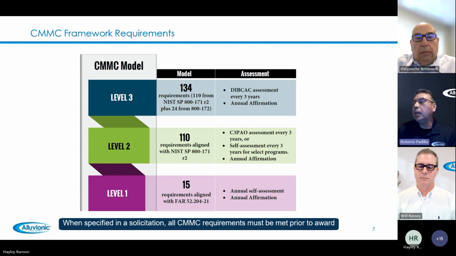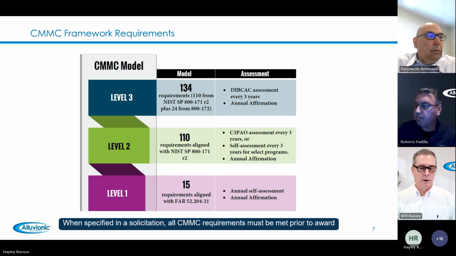And the final slide is just depicting the CMMC levels. Today we're going to focus primarily on CMMC Level 2, which is the 110 security requirements aligned with NIST 800-171 Revision 2. As I mentioned, the majority of our CMMC Level 2 organizations that are going to require certification will require a third-party assessment certification that will be good for 3 years. And then, as I said before, there will also be an annual affirmation required. Any questions?